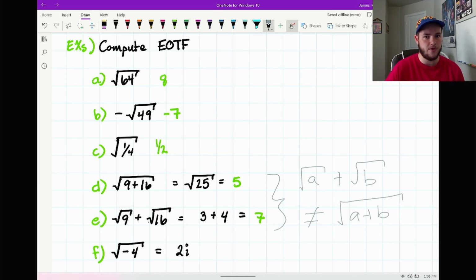Part F is a little confusing because it's got a minus sign on the inside. Now, you have probably been told that you can't take the square root of a negative number. And in a sense, you're right, there is no real answer to this problem. But there is a complex one, and that answer would be 2i.